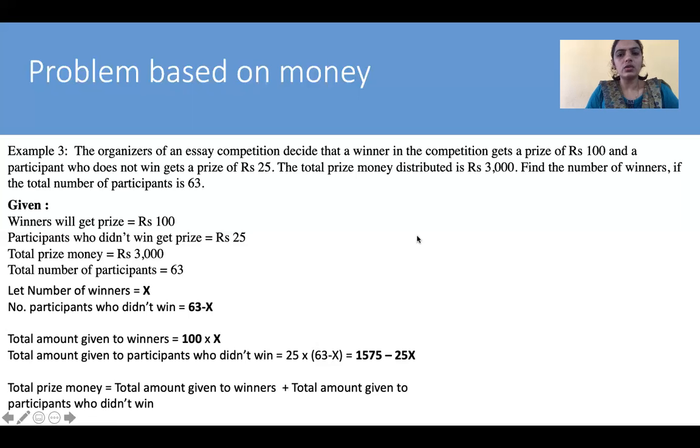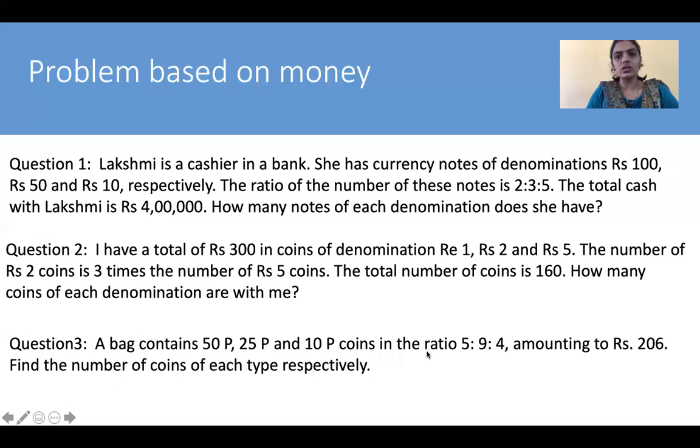Again in the question it is given that the total amount distributed is 3000. So total prize money is equal to the total amount given to winners plus the total amount given to participants who did not win. Put in these values and solve it for x. As x is the number of winners, we can easily find the number of winners. Like this, you have to solve the question.